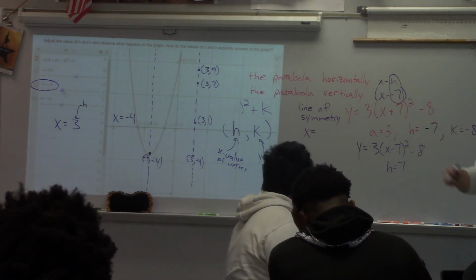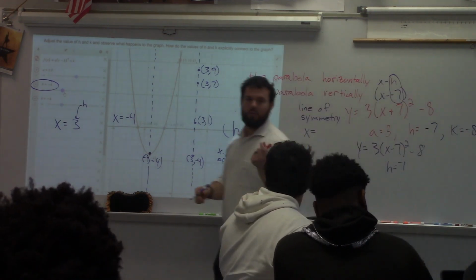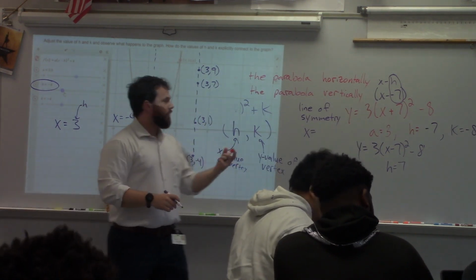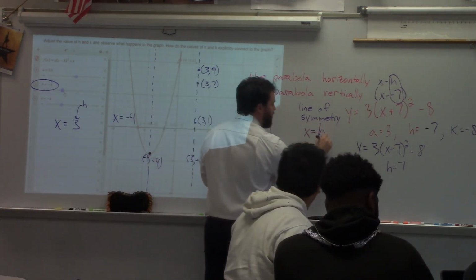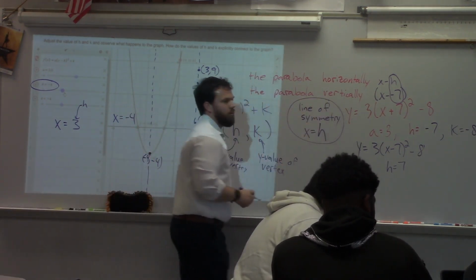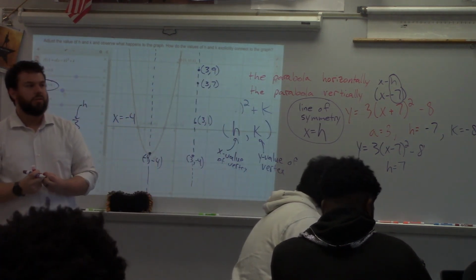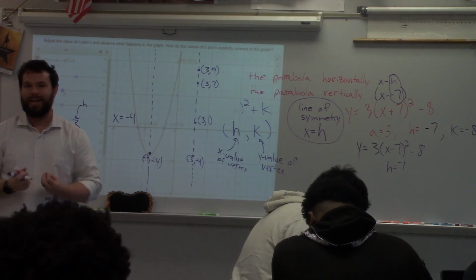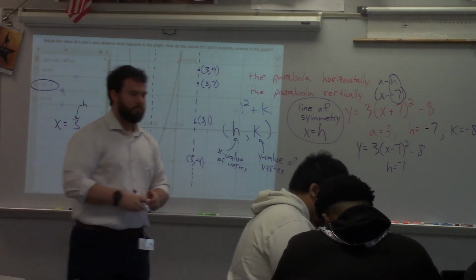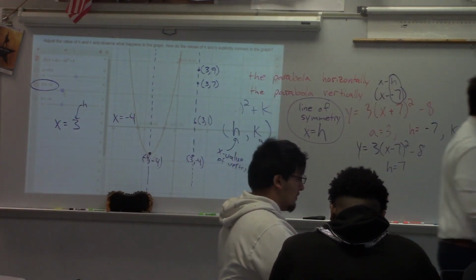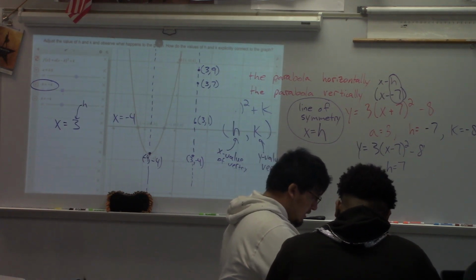X equals h, whatever h is, right? Yeah, for sure. So the line of symmetry is x equals h. Whatever h is. So if I want to know my features, I need to identify my a, h, and k to get started. And this is where you have some practice problems.